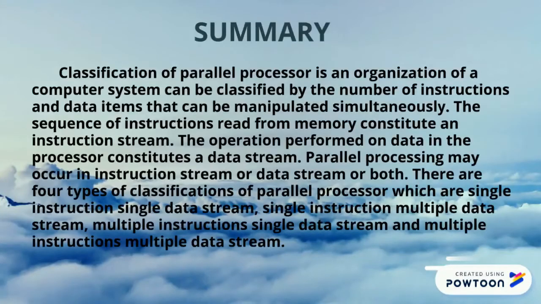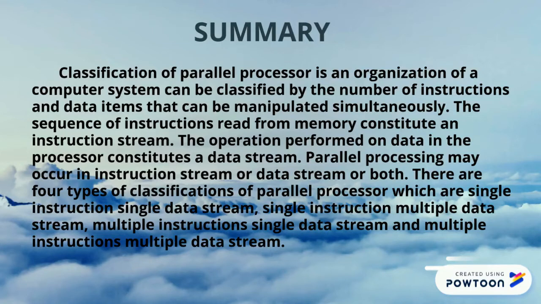For summary, the classification of parallel processors is an organization of a computer system that can be classified by the number of instruction and data items that can be manipulated simultaneously. The sequence of instructions read from memory constitutes an instruction stream. The operations performed on data in the processor constitute a data stream. Parallel processing may occur in the instruction stream or data stream or both.